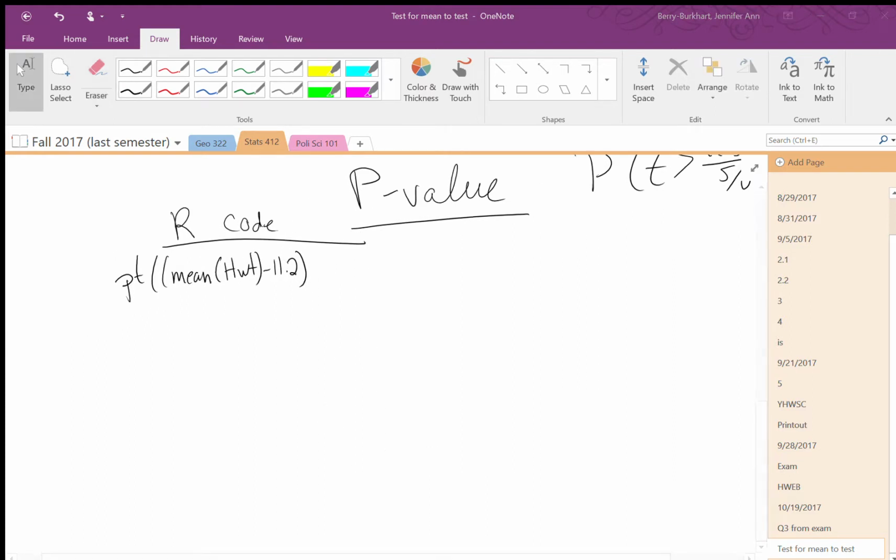And I wanna know if it's an extreme value, so what do I have to do? I have to go 1 minus that, right? This gives me the probability less than this. I want the probability greater than that, so I subtract off that. And what should I get? I don't wanna run this thing. Hopefully I type it correctly and I'll get an answer. Unexpected, something. What do I have? Mean HWT minus 11.2, but there's a, forgot something of that. Oh, that's what I need.